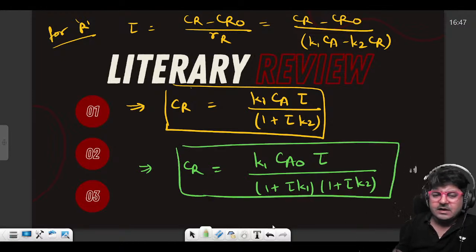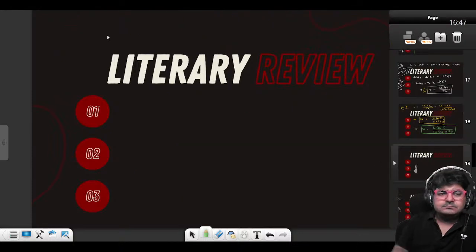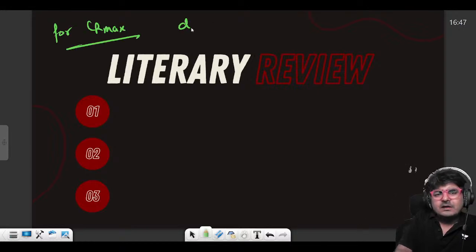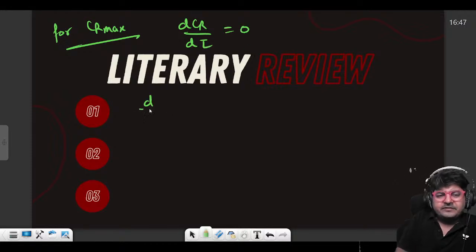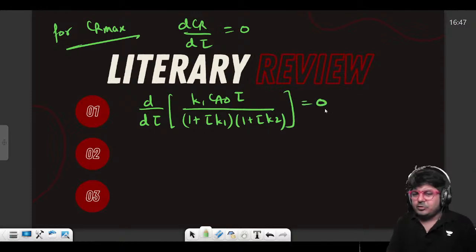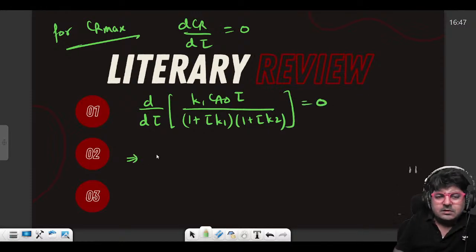for the given case. And you know what we have to do for CR max? DCR by D tau should be equal to 0. है ना? So you can differentiate this CR, which is K1 CA naught tau divided by 1 plus tau K1, 1 plus tau K2, and put it equal to 0. So you know what will be the differentiation?